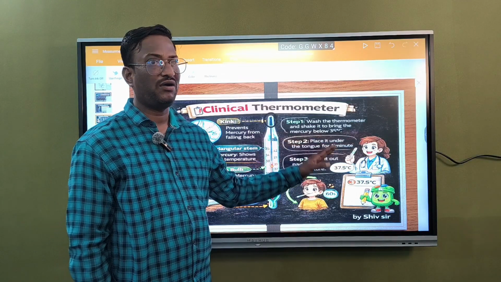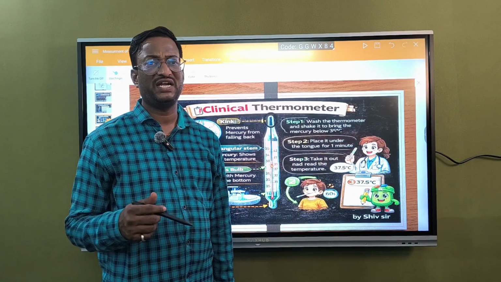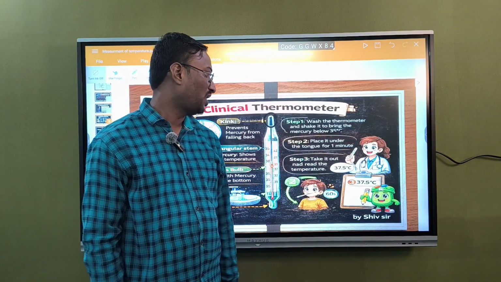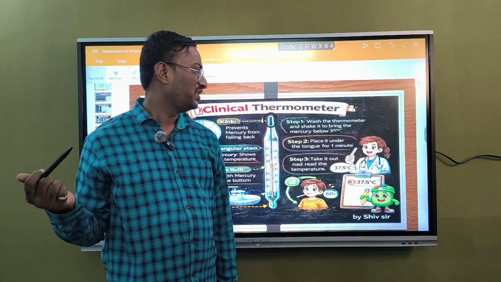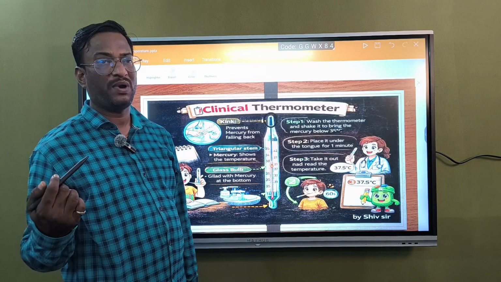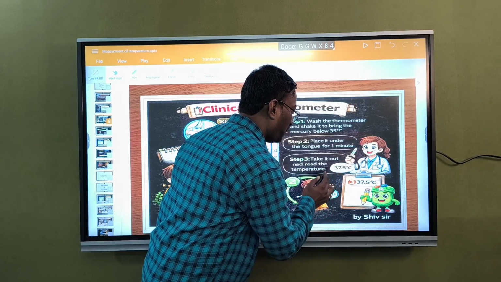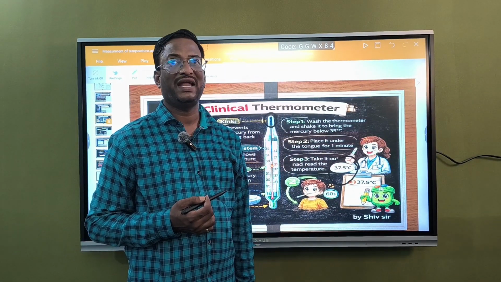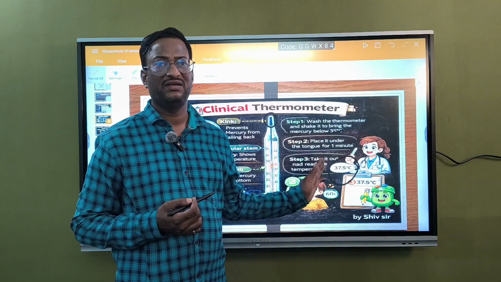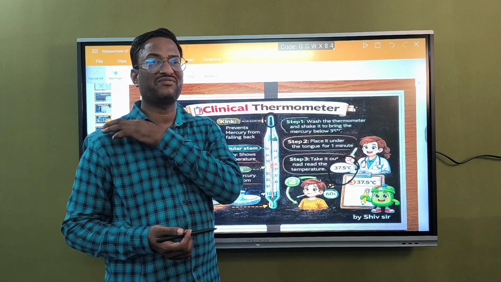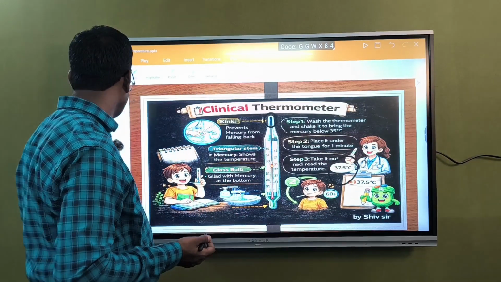Place it under the tongue of a patient for about 1 minute. After 1 minute, you take it out and mark the reading of temperature. In general, the body temperature of a human body should be 37.5 degrees centigrade in Celsius, 98 degrees Fahrenheit in Fahrenheit. But in the case of Celsius, the body temperature of the human body will be 37.5.